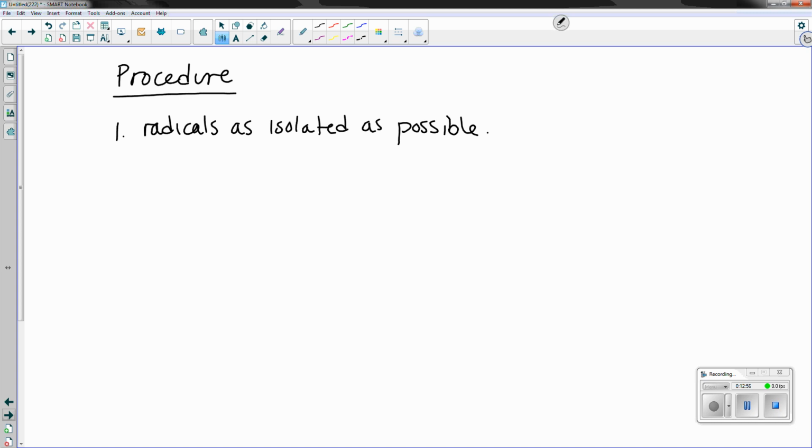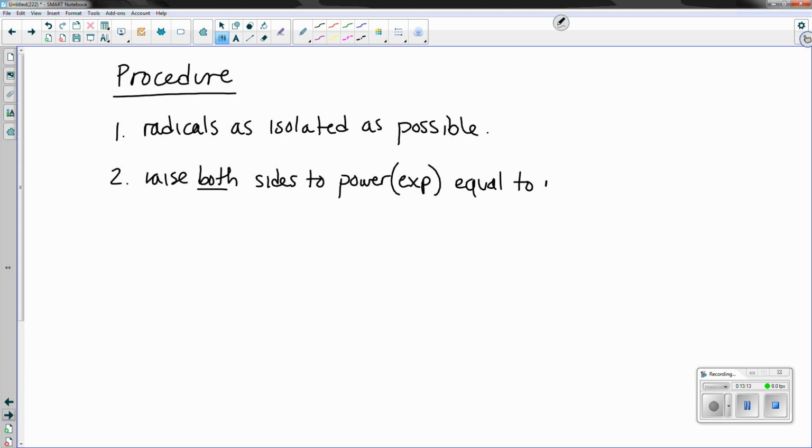All we have to do at this point is raise both sides to a power or an exponent value equal to the index of the radical in the equation, right? So that's important as well. So if we have square roots, we're going to want to square both sides. If we have cube roots, we're going to want to cube both sides. Fourth roots, raise both sides to the power of 4. So we want our exponent that we're using to remove the radical to match the index of the radical.